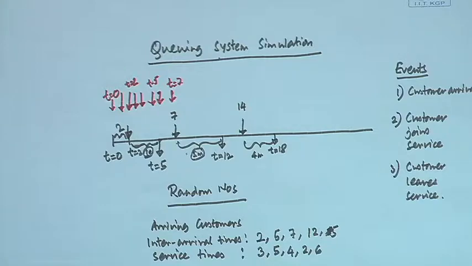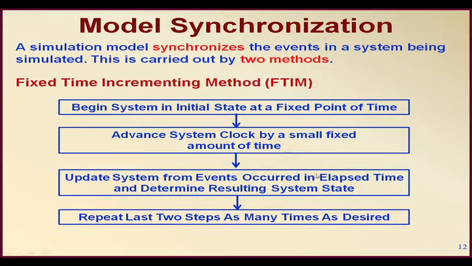So, probably you can now look at the slide. What is the fixed time increment method? Begin the system in initial state, that is, begin system in initial state at fixed point of time, advance system clock by a small fixed amount of time, update system from events occurred in elapsed time, and determine resulting system state, and repeat the last two steps as many times as desired. So, this is called the fixed time increment method.